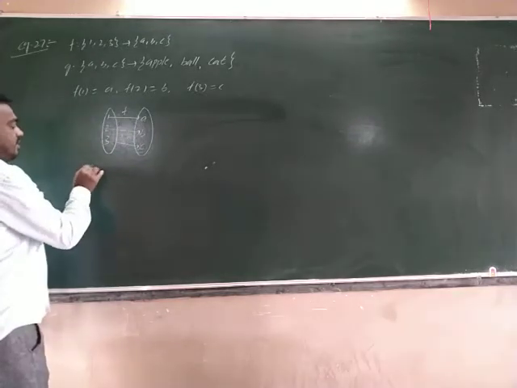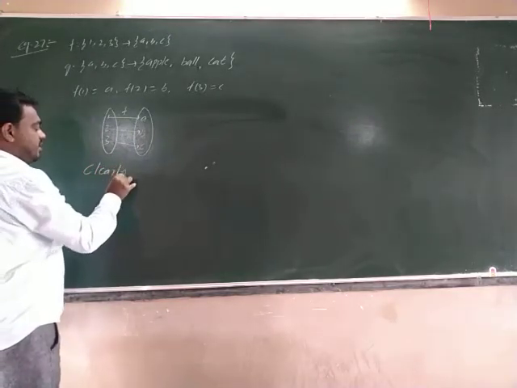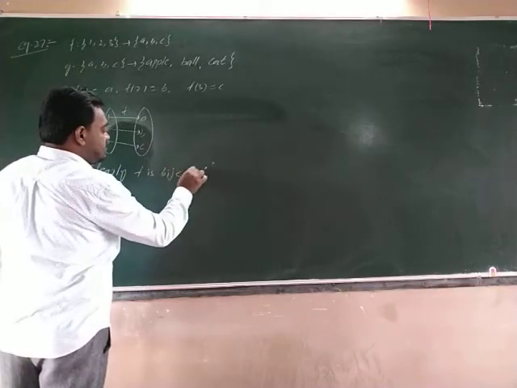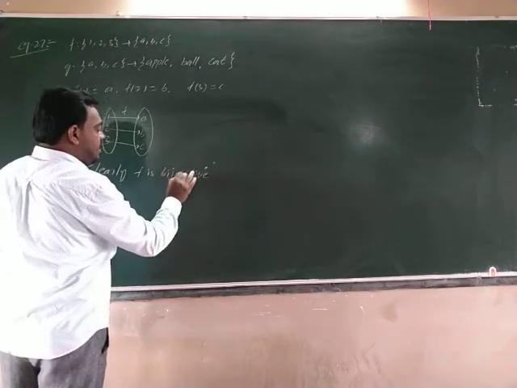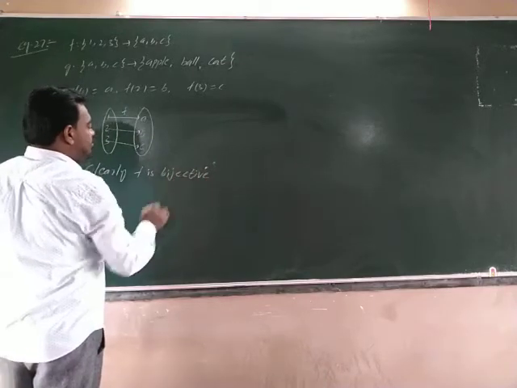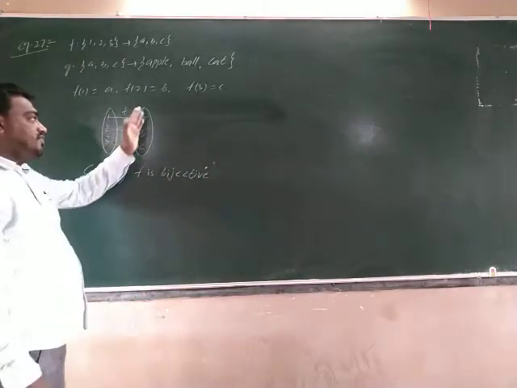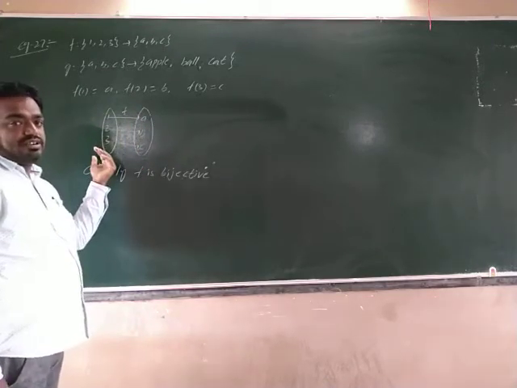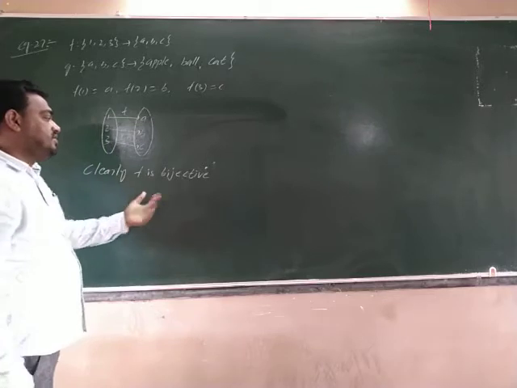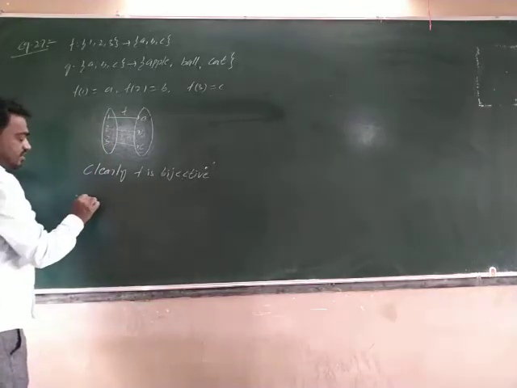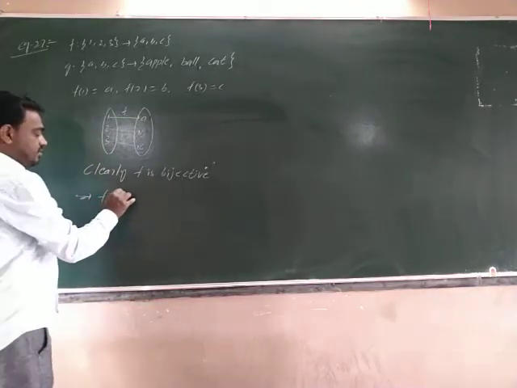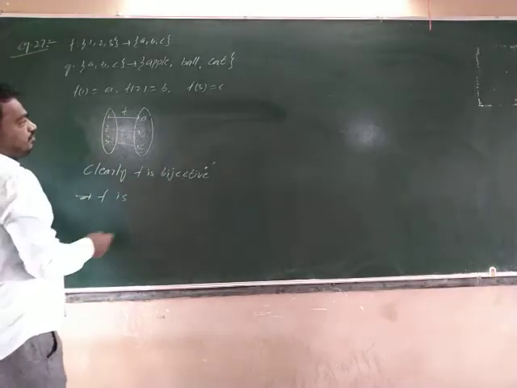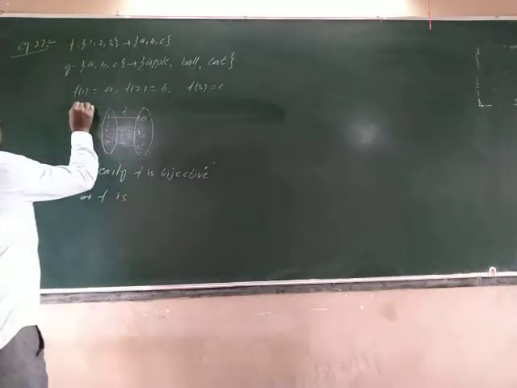So you see clearly f is a bijective function, because it is one-one and onto. Every element has a unique image, and every element in the codomain has an image, so it is onto. One-one and onto means bijective. Every bijective function is invertible. So f is invertible.